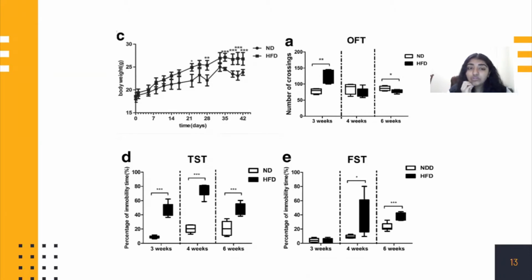So what we can conclude from this study then is that the high-fat diet is effective in inducing depression. But one thing to note is that it's hard to determine whether these changes in behavior were due to obesity or because of the depression itself. Obesity is induced alongside depression because of the higher caloric intake, and so it's hard to see what really caused these changes.